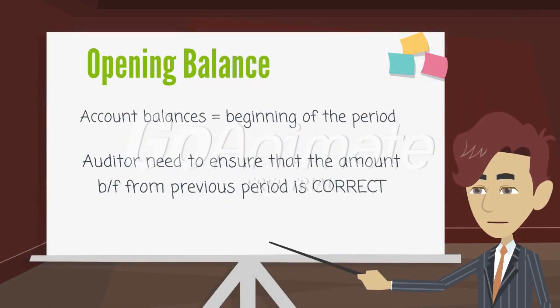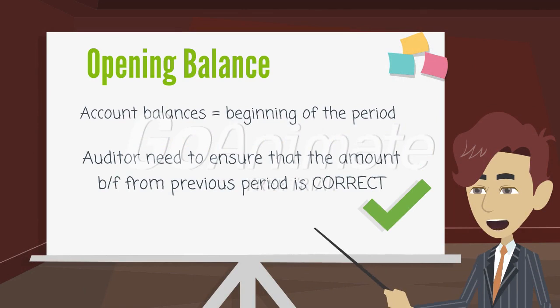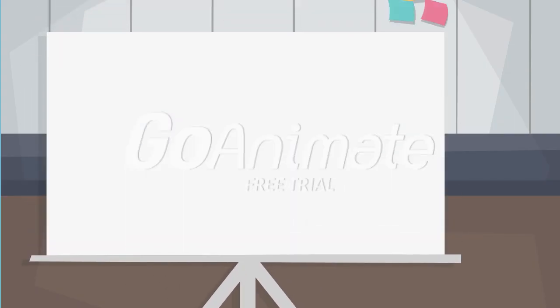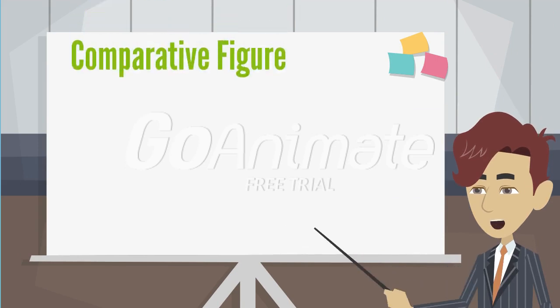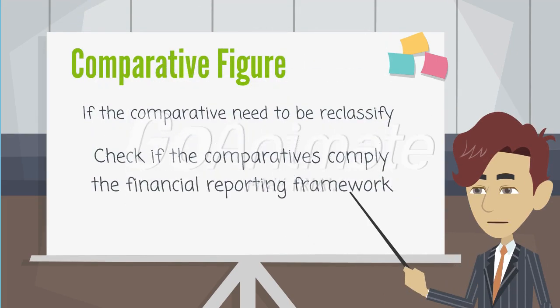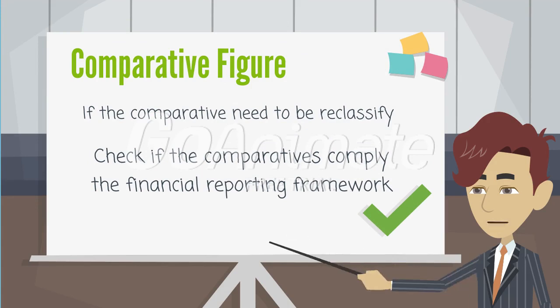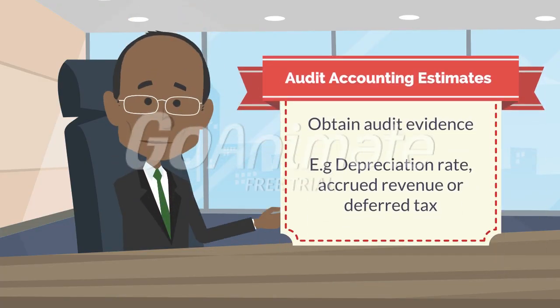Now, we proceed with the opening balance and comparative figures. It refers to the account balances which exist at the beginning of the period. During this stage, the auditor needs to ensure that the amount brought forward from the previous period is correct. In terms of comparative figures, the auditor must determine if the comparative figures need to be reclassified. In order to do so, the auditor must check if the comparatives comply in all material respects with the financial reporting framework.